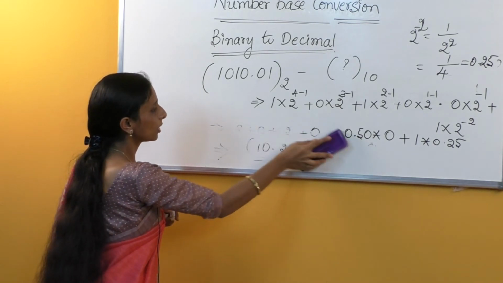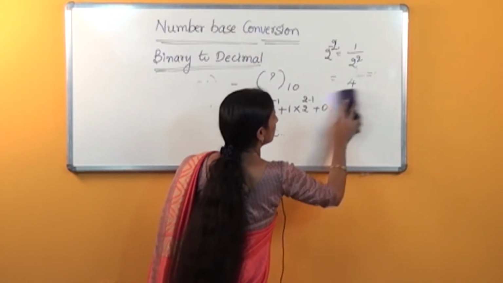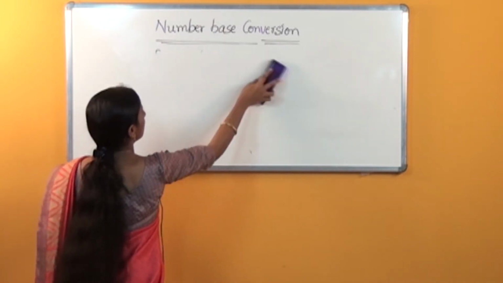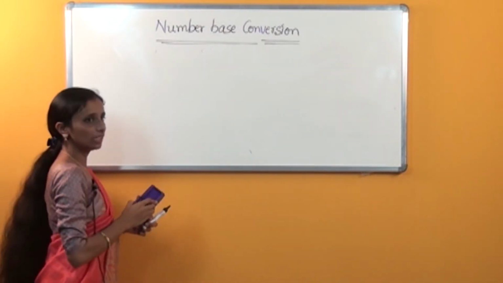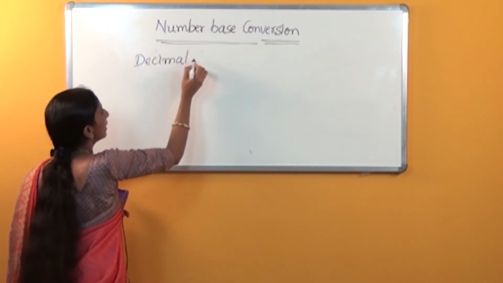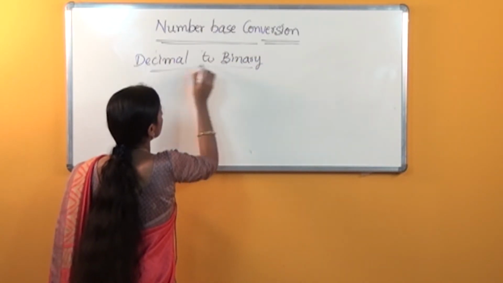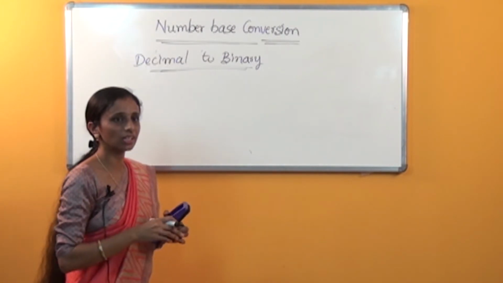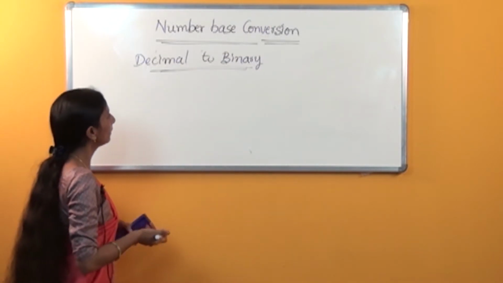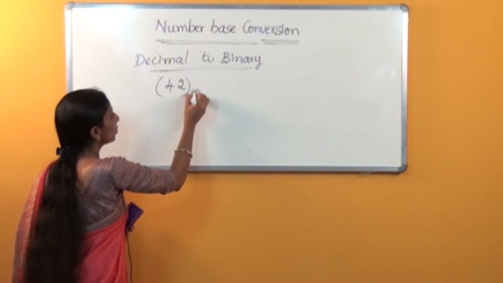So let's move to one more concept, the reverse of this: decimal to binary, converting a decimal number to its binary form. Now how do we convert a decimal number to its binary form? Let's take one simple example. Convert the decimal number 42 to its binary.